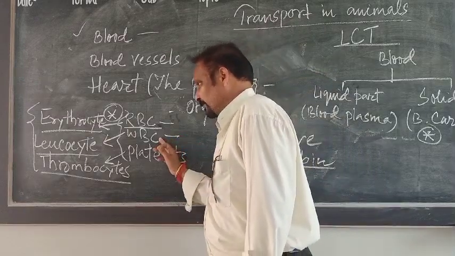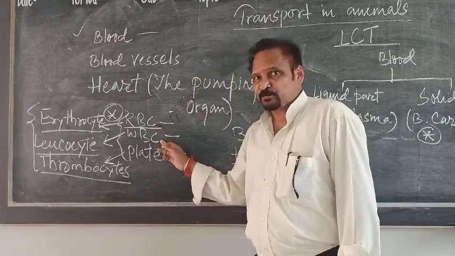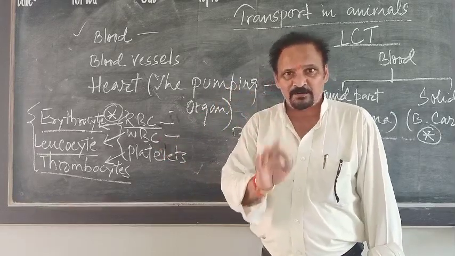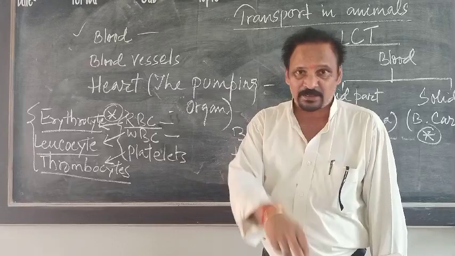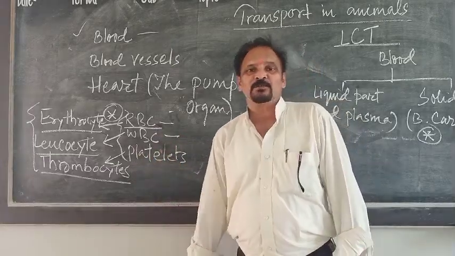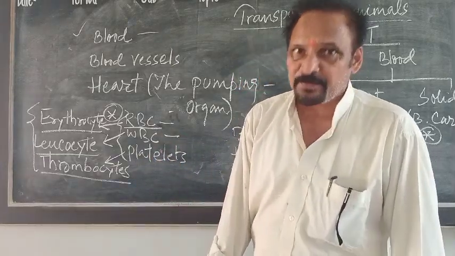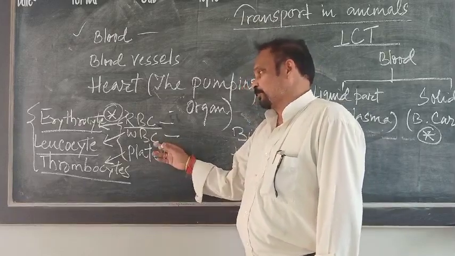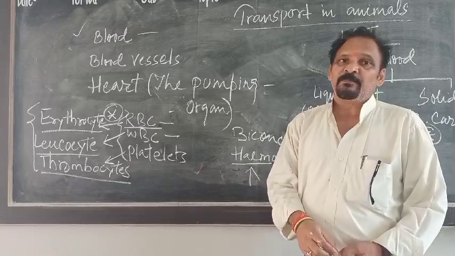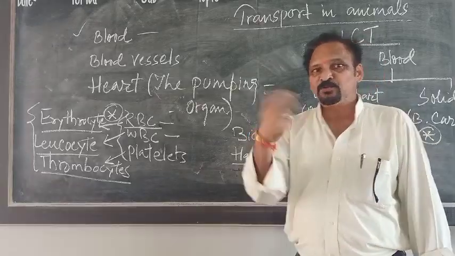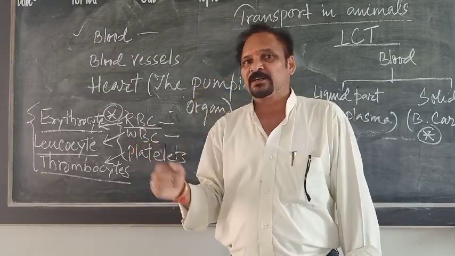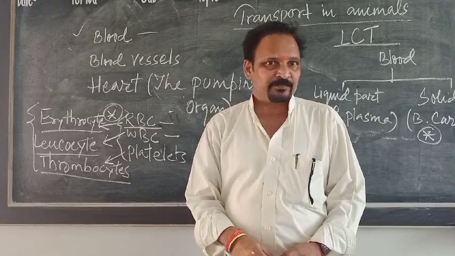WBC are known as white blood cells or white blood corpuscles. They have one unique feature: WBC are capable of making pseudopodia. No other cell in our body is capable of making pseudopodia except WBC. Because of this, WBC are also known as soldiers of the body. With the help of their pseudopodia, WBC engulf the foreign microbes which want to enter our body, and kill them. So they act as soldiers of our body.